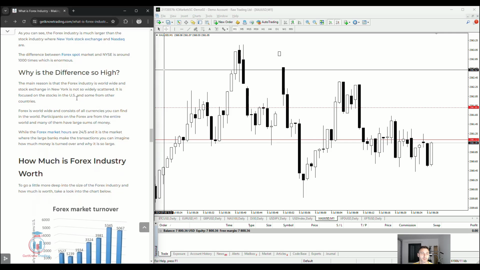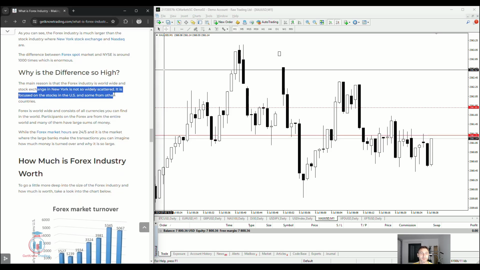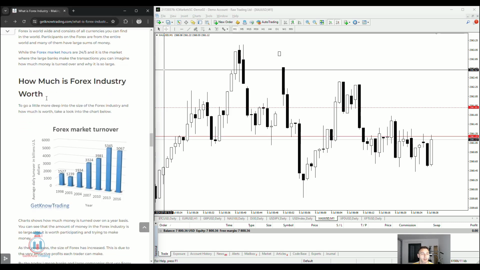The main reason is that the stock exchange in New York is focused only on US companies, while the Forex industry is worldwide. So this is one of the biggest differences.